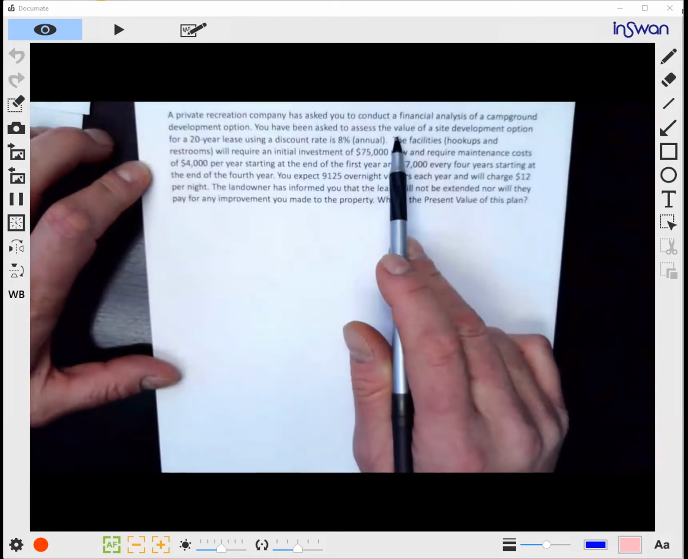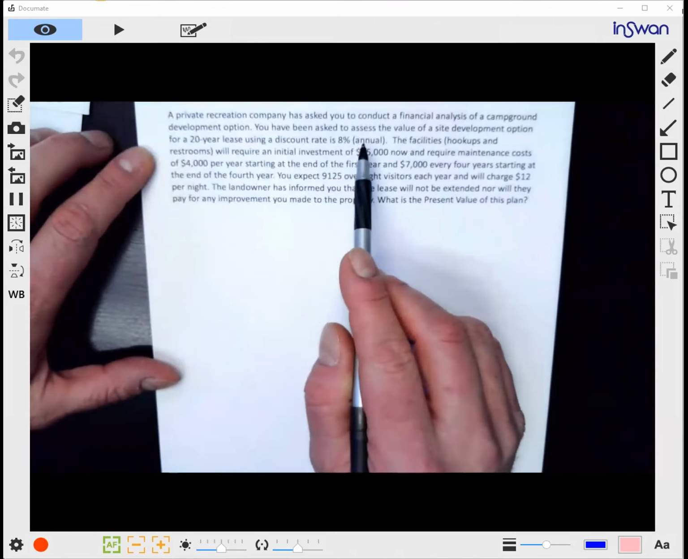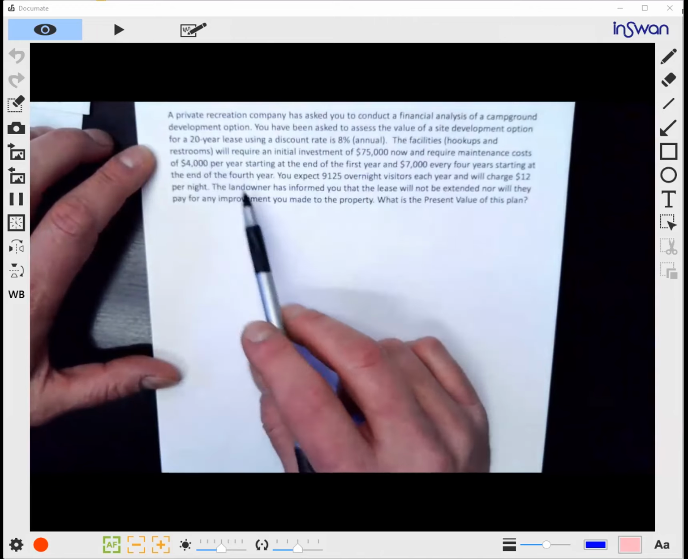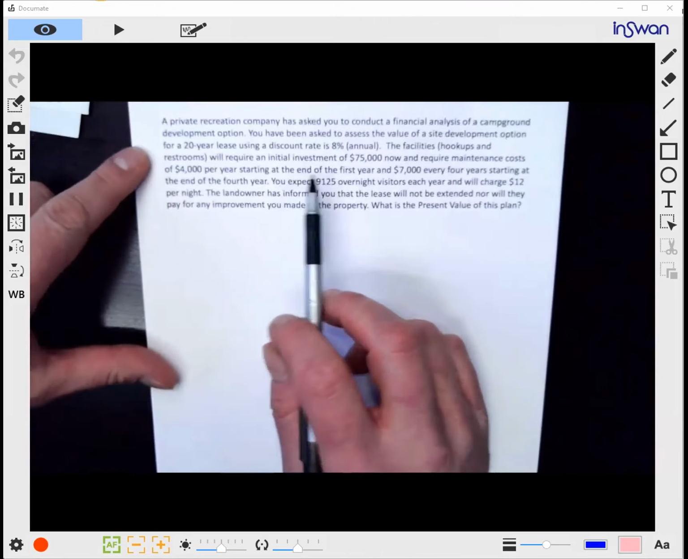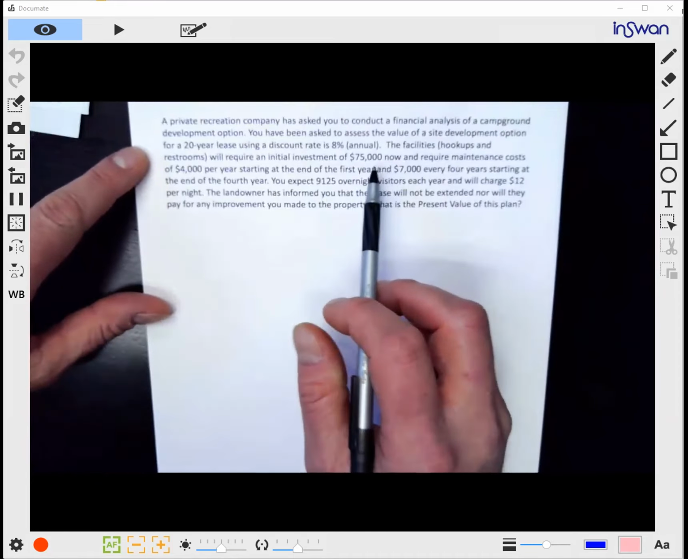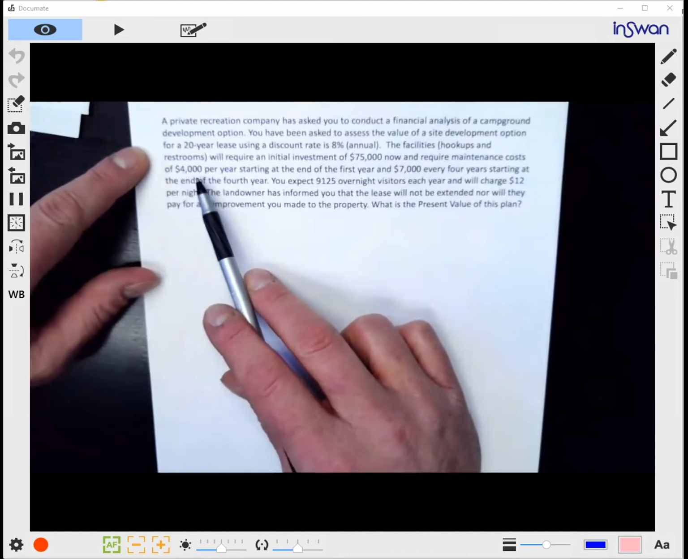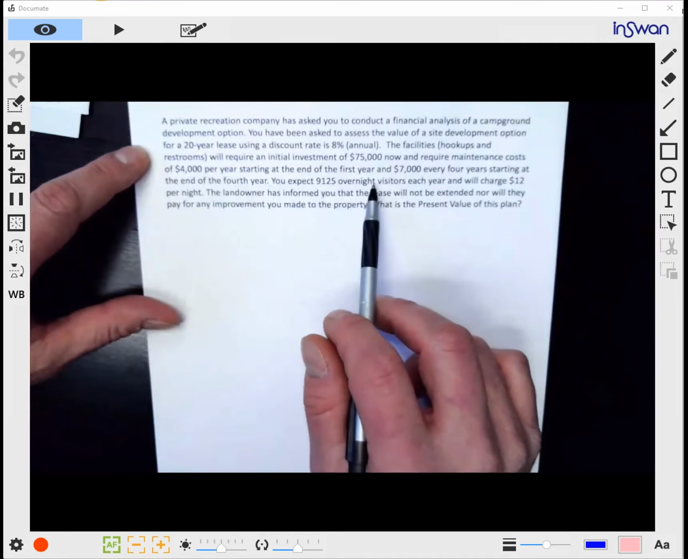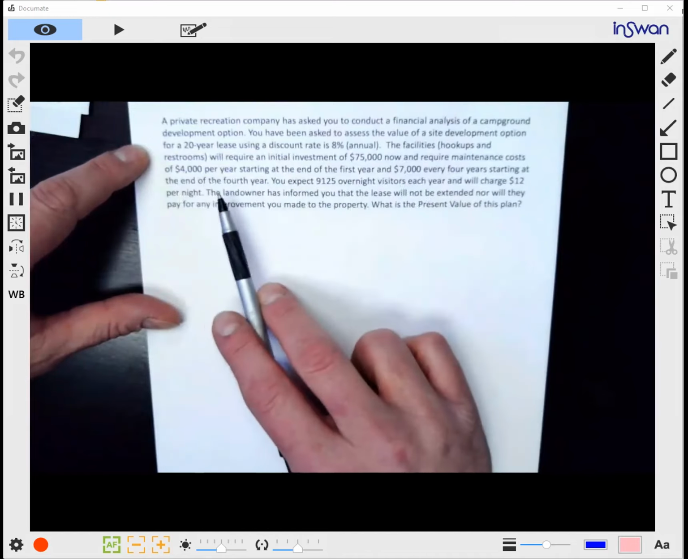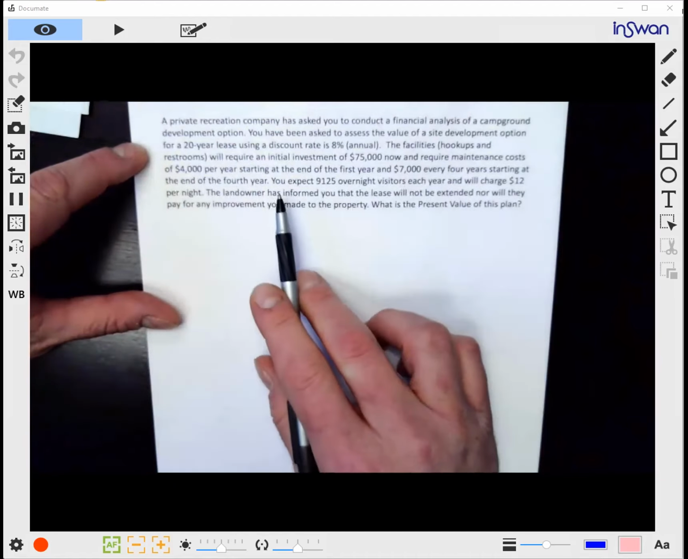So we've been asked to assess the value of a development option. It's the same 20-year lease and an 8% annual discount rate. The facilities, hookups and restrooms, are going to be a little more rustic. They're going to require a $75,000 investment right now. And then the annual maintenance costs, so we're going to have roads and that sort of thing to get to the sites, about $4,000 a year starting at the end of the first year. And then there's another $7,000 a year every 4 years starting at the end of the fourth year. So we have to do things like maybe move the bathrooms or dig new holes, that sort of stuff.